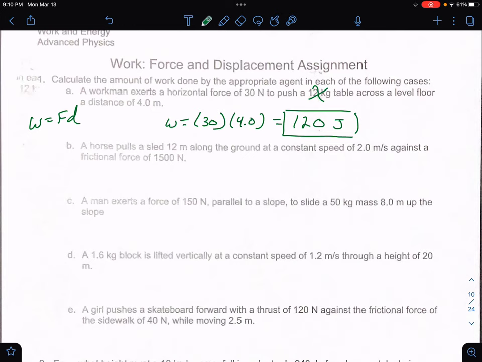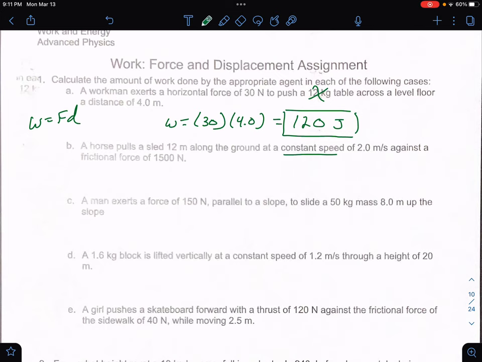So B, a horse pulls a sled 12 meters along the ground at a constant speed of 2.0 meters per second at a frictional force of 1,500 newtons. Okay, so we talked about this: when you're at constant speed, it means you're not accelerating. So that would mean net force would equal 0, which means your net work would be 0 as well. But here we're not actually talking about net force. We want to figure out what work is being done by the horse in this instance by itself.